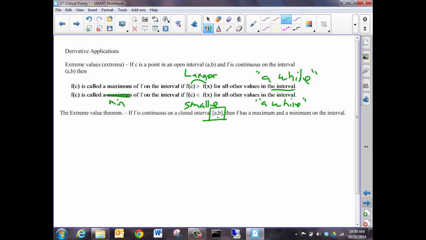Look at this. Does that have a maximum? Does that have a minimum? That interval is closed, right? Almost the same line. Does that have a maximum? Why not? What's the maximum?